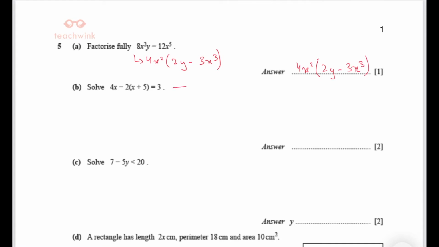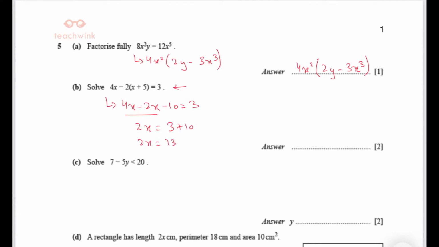The next part says solve 4x minus 2 times x plus 5 equal to 3. When you open this up, you write 4x minus 2 times x, which is 2x. Then negative 2 multiplied by positive 5 gives us negative 10. This is equal to 3. When you solve this part, you get 2x, which is equal to 3 plus 10, which is 13. So you do 2x equal to 13.